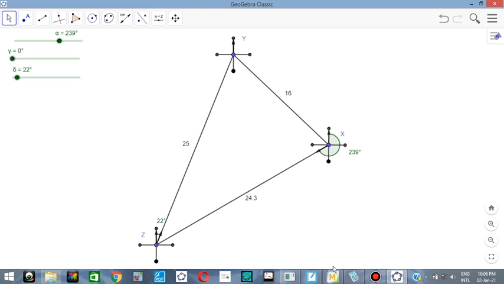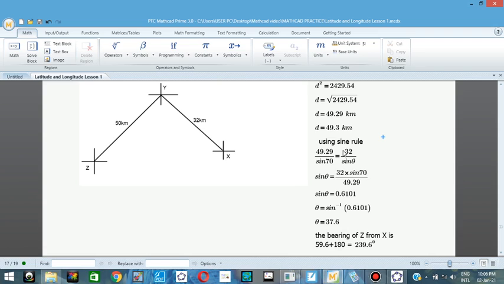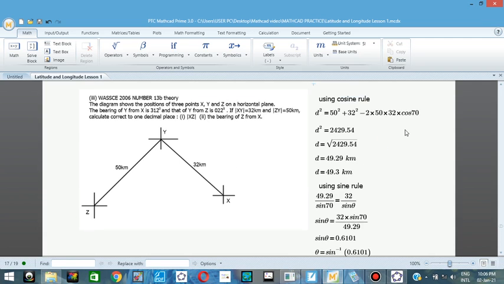So I hope you understand this question that we just did, which is a WAEC 2006 number 13B. It is a theory question. So take your time, go through the video very well and carefully, and follow all the sketches. Make sure you sketch it out on your paper, calculate it very well with your calculator, and you see that the question is really easy. It's not a difficult one.